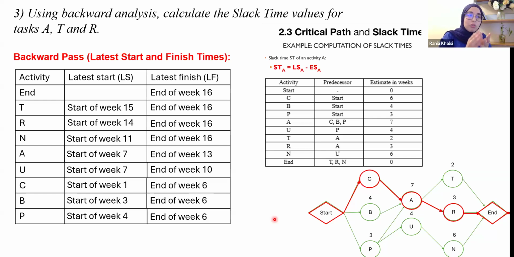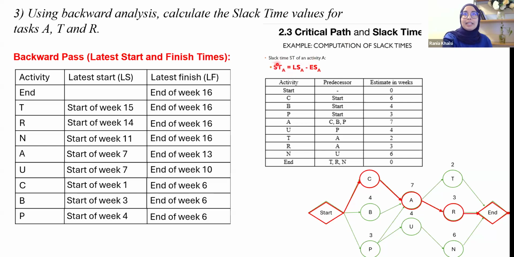So now the question is not about getting this table. You are going to use the backward analysis, but what are you going to calculate? You are going to calculate the slack time values for a few tasks: A, T, and R. So for T, R, and A, we are going to compute the slack value.